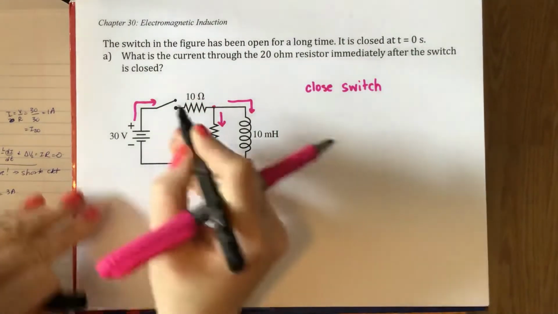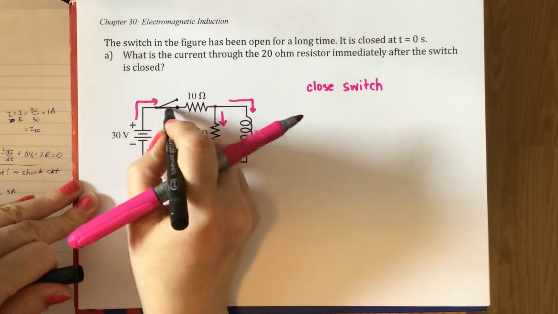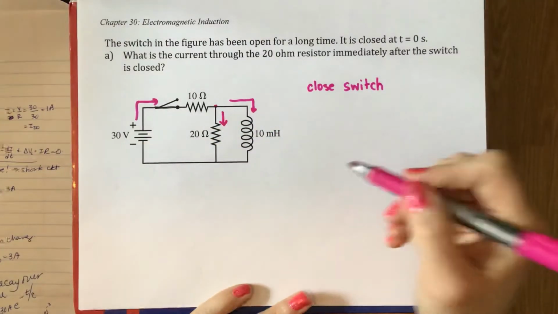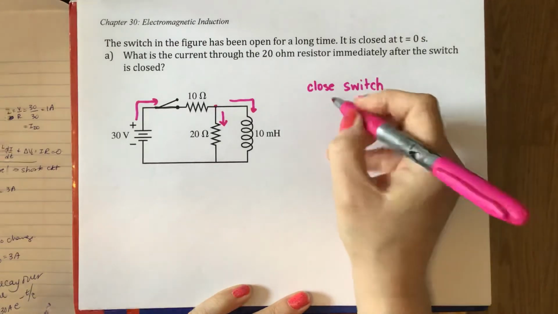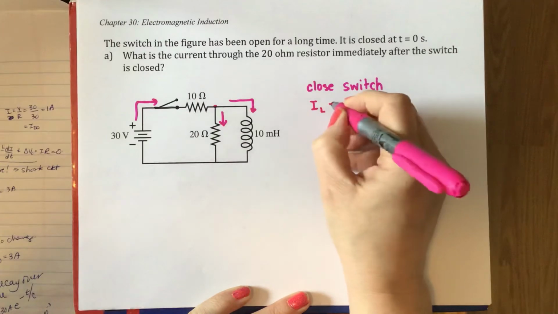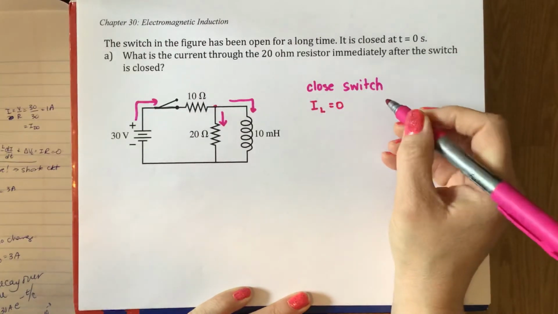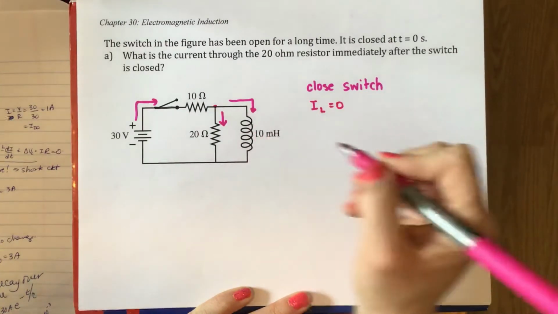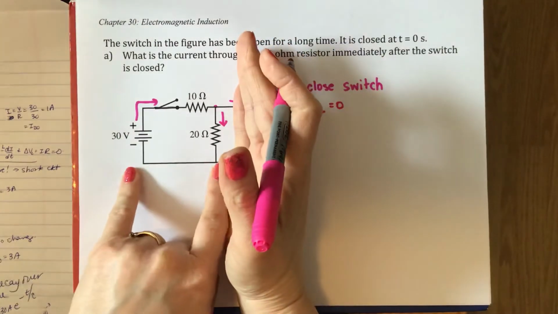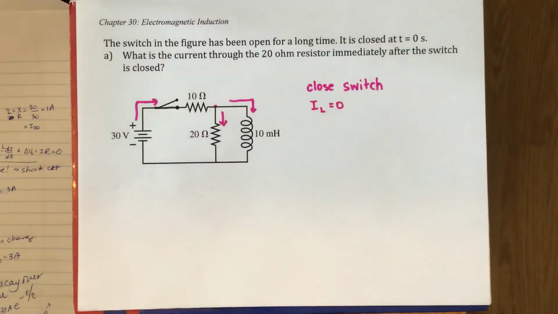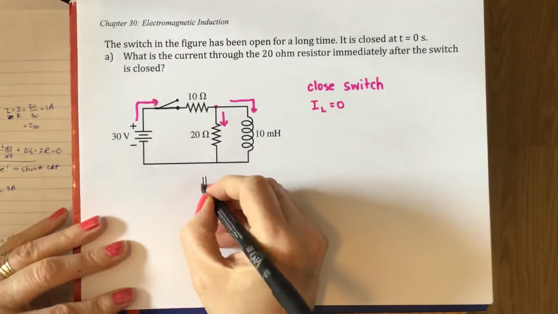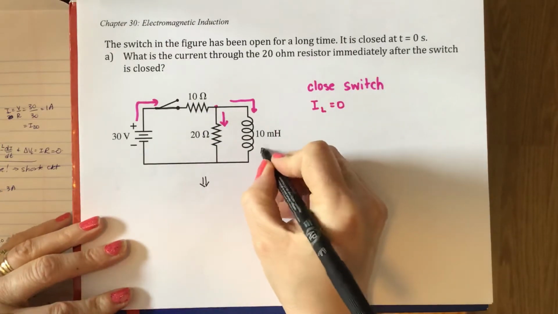You close the switch, current starts to flow, but in the inductor branch, no current will flow because the inductor is initially going to oppose that current. So the current through the inductor is 0 because it opposes the change. That means this acts like an open circuit, so no current here. So this is going to be our equivalent circuit. We can redraw that if it helps you see the story of what's going on. So this is like an open circuit.